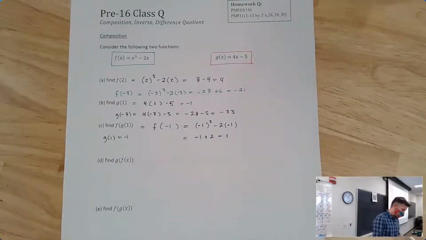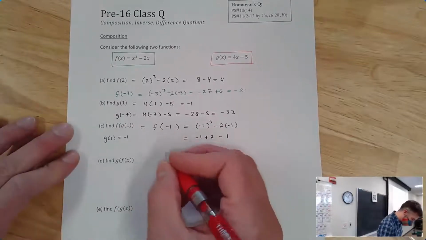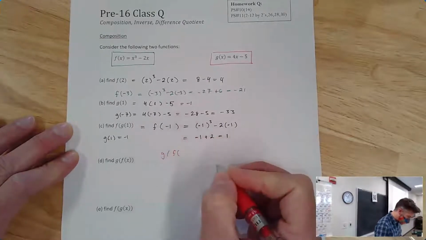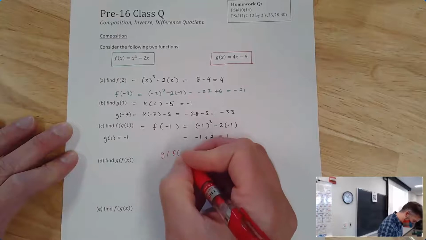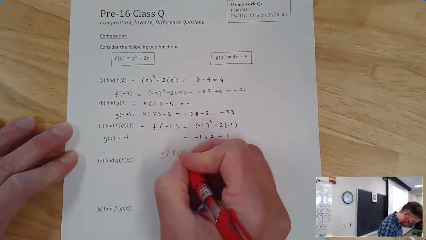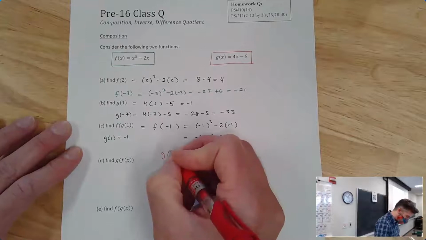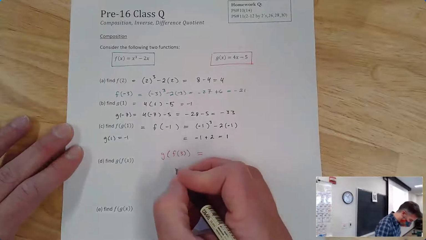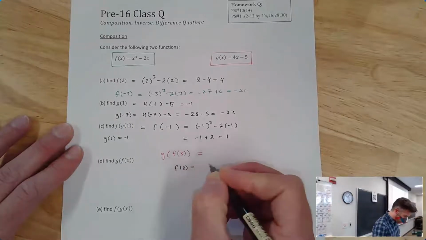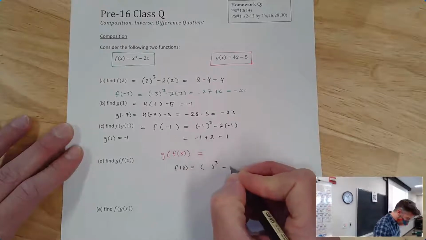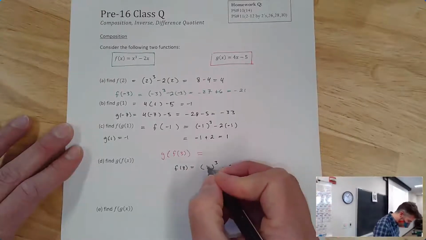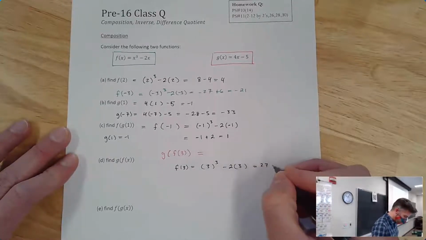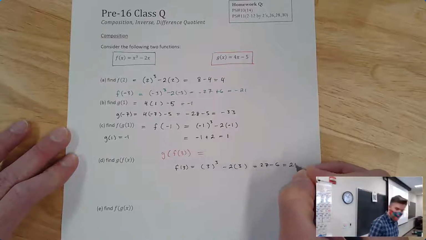And we could do this. Let's do another example. Let's try g of f of 3. The way I would really recommend doing this is, before I actually do this, I'm going to find out what f of 3 is. f of 3 is something cubed minus 2 times something. The something is the 3. 3 cubed is 27. 2 times 3 is 6. 27 minus 6 is 21.